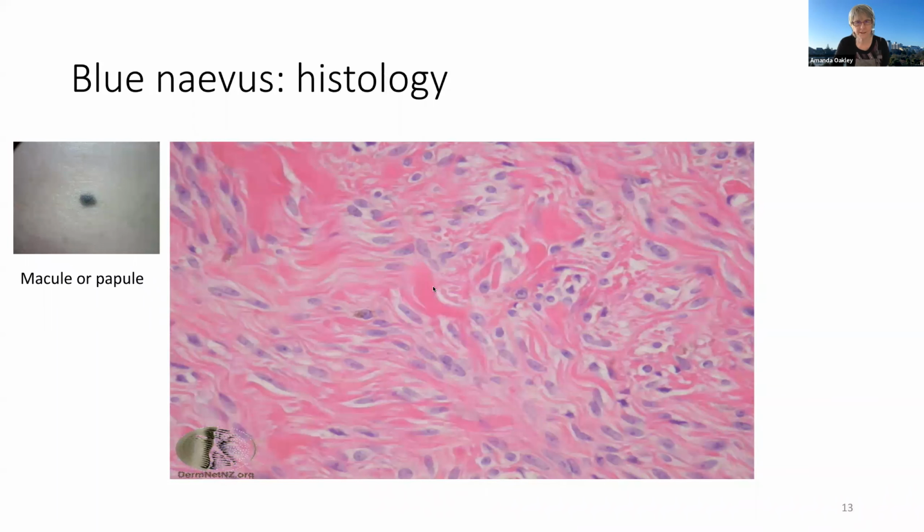The blue nevus has a different pattern. The cells in the dermis are spindle-shaped, but they're still melanocytes. These melanocytes in the dermis are not dendritic. A blue nevus can be a macule or a papule.